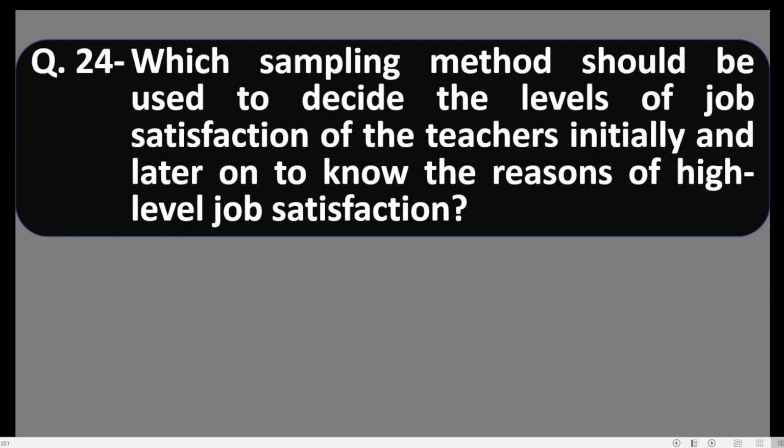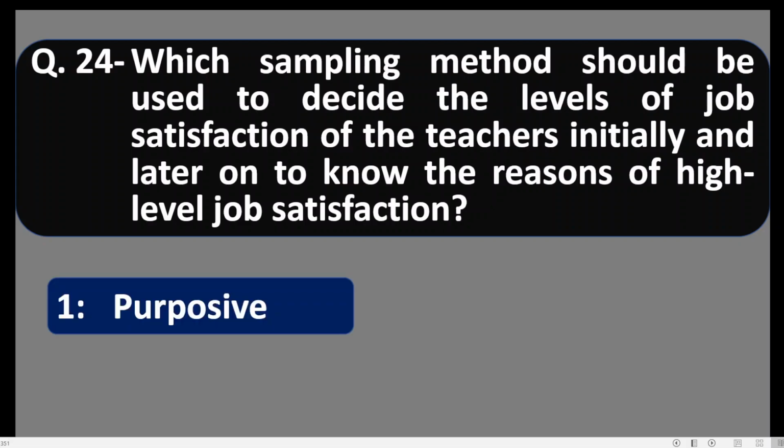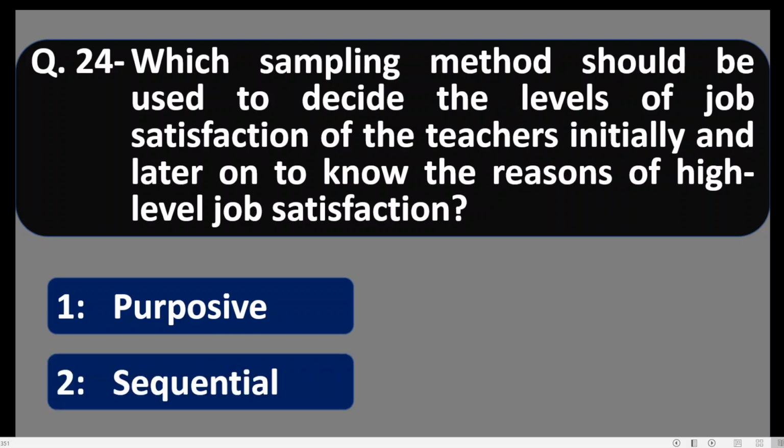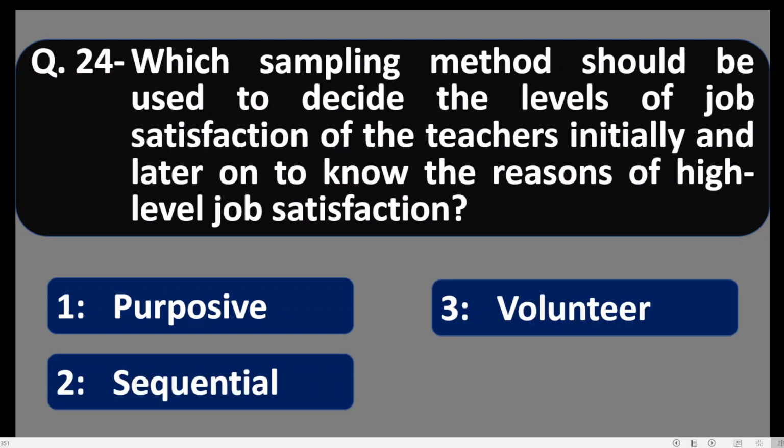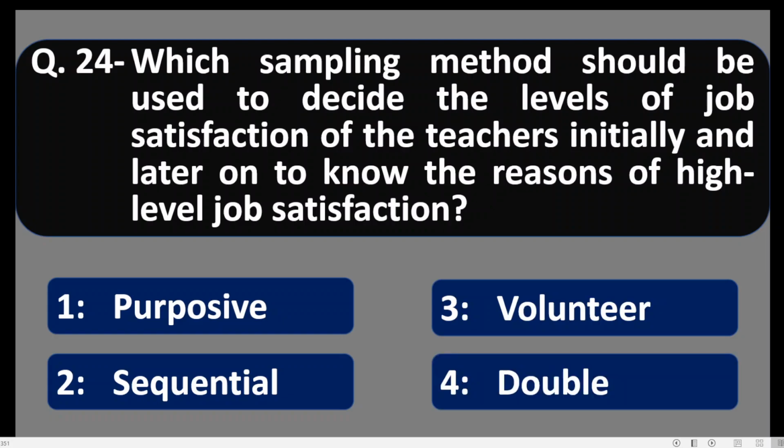Question number 24, today's fourth question. Which sampling method should be used to decide the levels of job satisfaction of teachers initially, and later on to know the reasons for high level job satisfaction? Option number 1 purposive, 2 sequential, 3 volunteer, and 4 double.